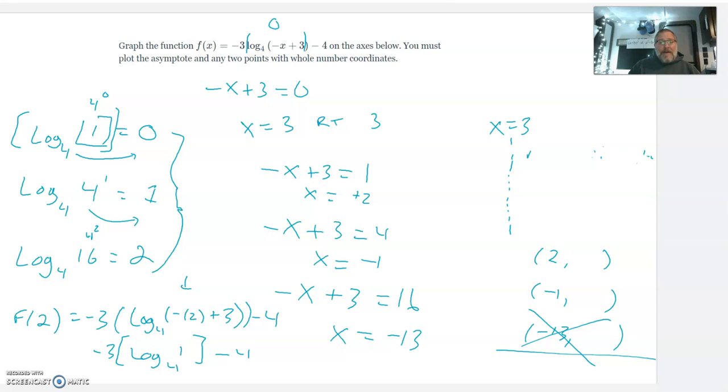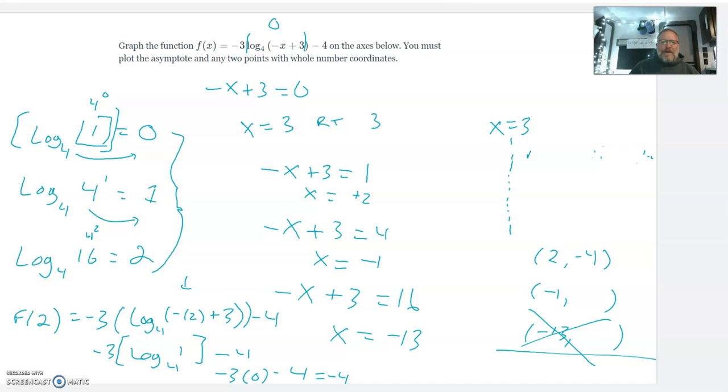Okay, evaluate. You ready? What is log base 4 of 1? We already have that evaluation. That's why I chose that number. 0. So now I have negative 3 times 0 minus 4. That answers negative 4. I have found the y coordinate.